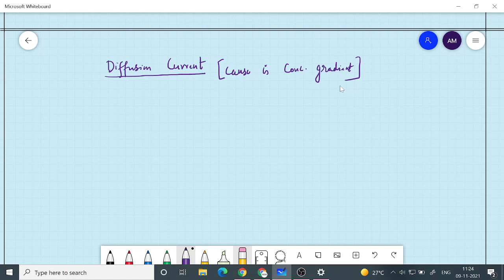And what is the reason for this? Diffusion. And what is diffusion? I don't know whether scattering is a good word, but they tend to move from higher concentration to lower concentration, right?